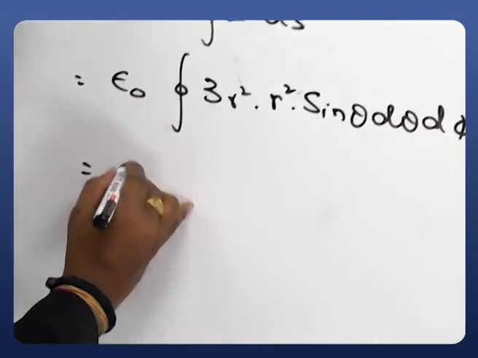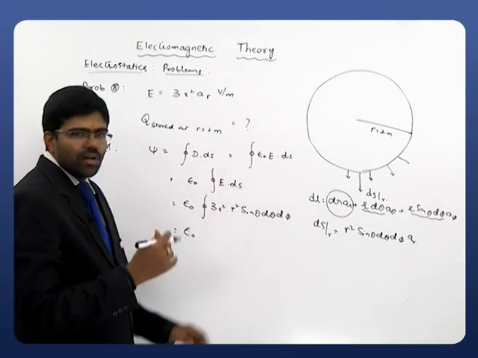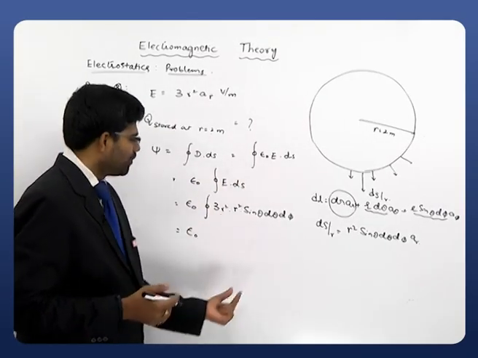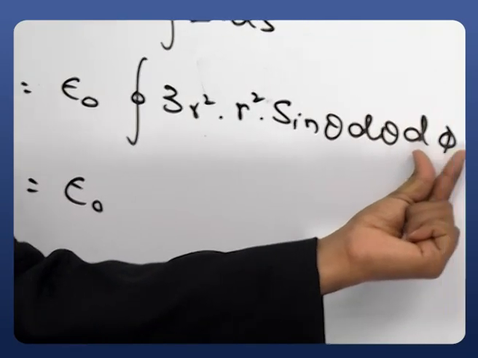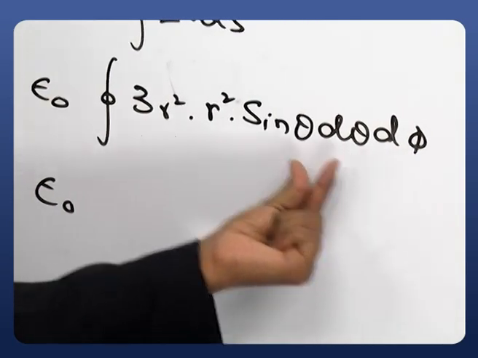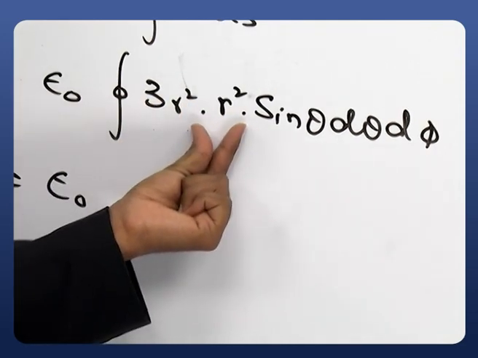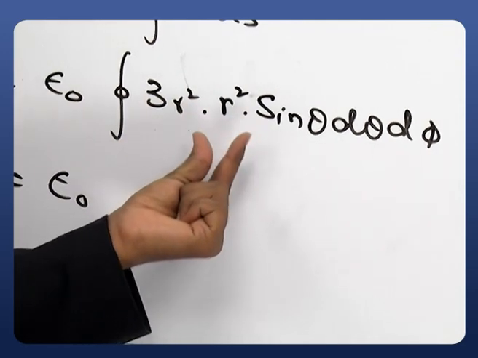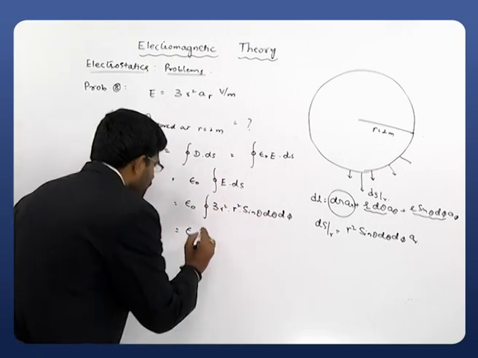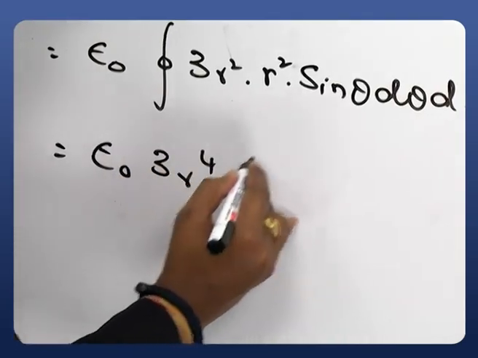Which is equal to epsilon naught. Here what I do is I will try to give you the simplest form. Here the differentiation is with respect to theta and phi only. So the r term can be treated as constant. So here r square into r square, what we have is r power 4, that can be treated as constant. Bring it out, that is 3 r power 4.